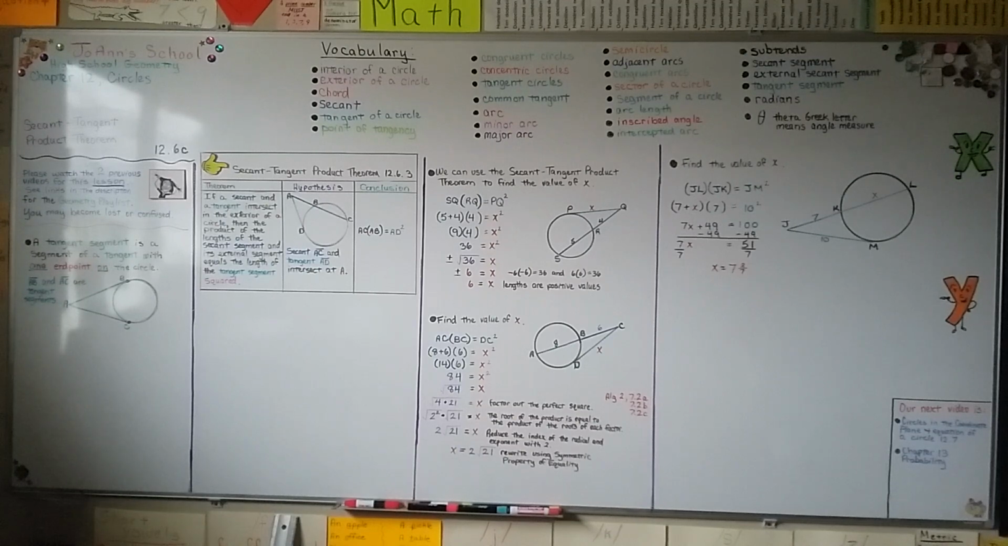So again, if you missed 12.6a and b, we talked about Chord-Chord product theorem in 12.6a and Secant-Secant product theorem in 12.6b, and they're linked in the description.